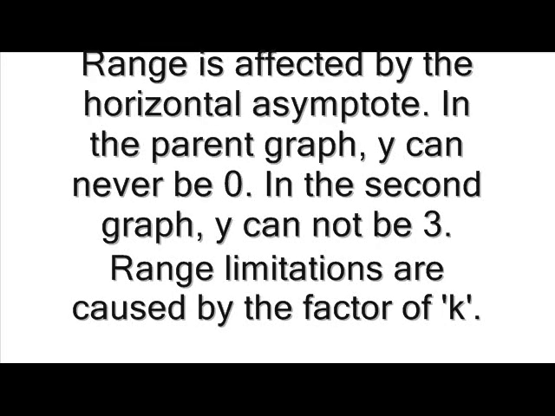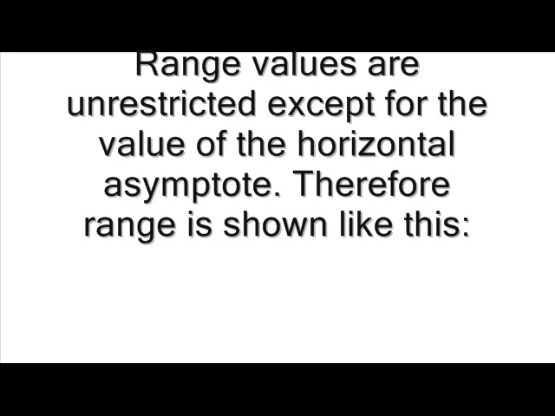Range is affected by the horizontal asymptote. In the parent graph, y can never be 0. In the second graph, y cannot be 3. Range limitations are caused by the factor of k. Range values are unrestricted except for the value of the horizontal asymptote.